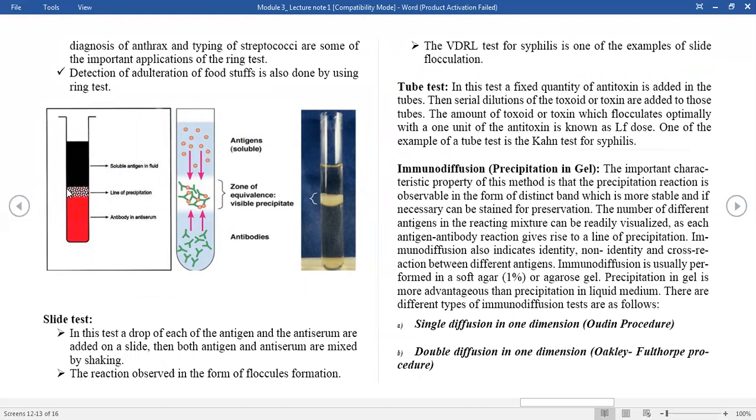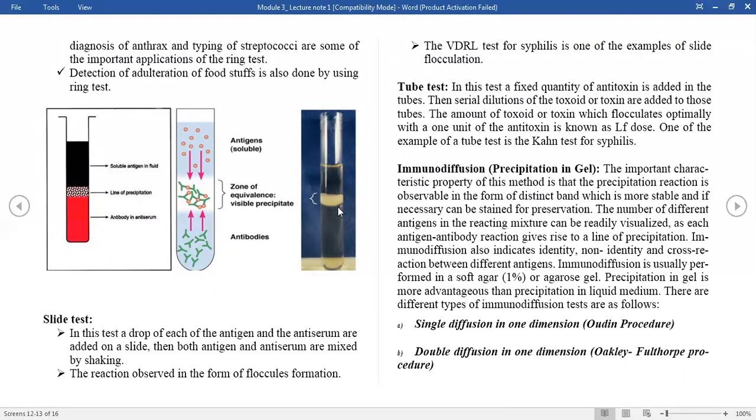This is the soluble antigen, and there is a line of precipitation, and the red one is the antibody. Here you can see these yellow particles are the soluble antigen. Here the green ones are the antibodies, IgG or IgM. And this is the zone of equivalence where we can see the precipitate of the ring formation. Here in this cone tube, you can see the formation of a ring, this yellow ring formation between the two clear solutions.